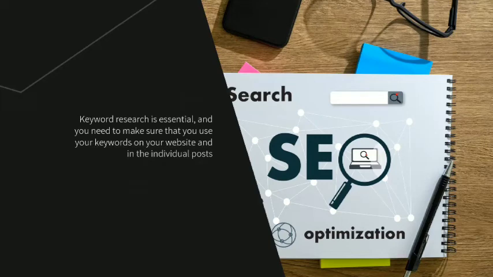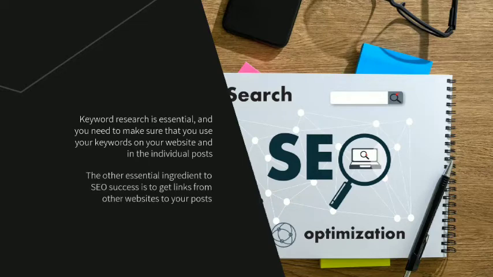Keyword research is essential, and you need to make sure that you use your keywords on your website and in the individual posts. This is called on-site or on-page optimization. Pay careful attention to the titles of your posts to ensure that they are keyword-rich. Use the header tags in WordPress and add keywords in some of these.